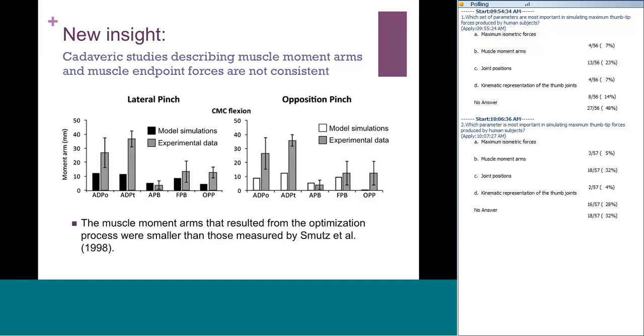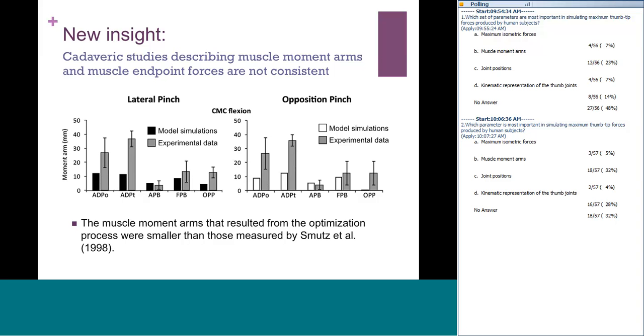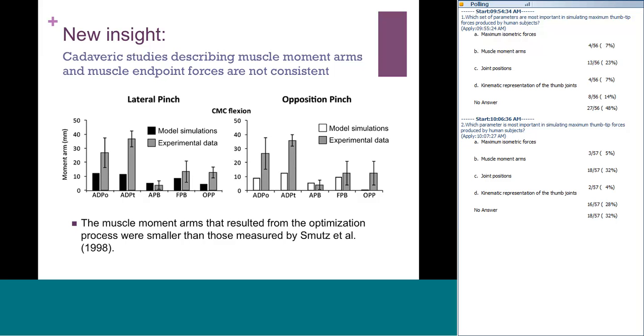Here is the result, comparing the moment arms predicted using our optimized muscle path to the moment arms measured experimentally from Kayan's lab. The author is Smuts, and the paper was published in 1998. What we did show is that you could not accurately predict endpoint forces and moment arms of the two separate cadaveric studies. So here we're showing when we accurately predict endpoint forces from the Perlman study, we severely underestimate the moment arms from the Smuts study.